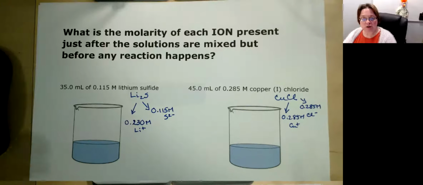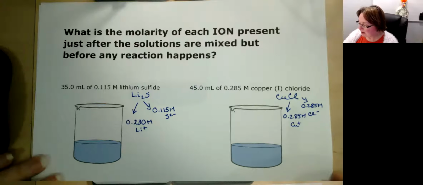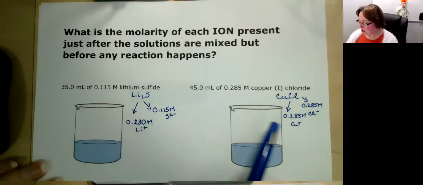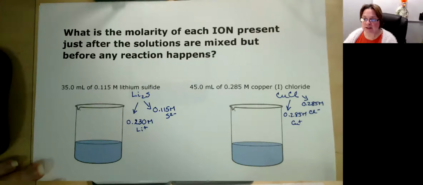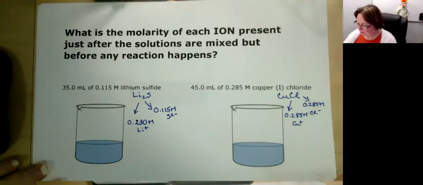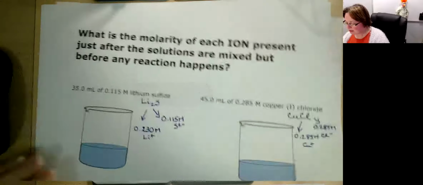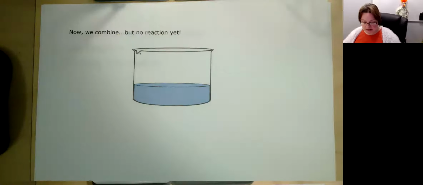So let's mix them together. Let's pour them into the same container. You can see what's going to happen is our total volume is now going to be 80.0 milliliters, and these concentrations are going to be diluted in some form. Let's take a look at that sort of pictorially.